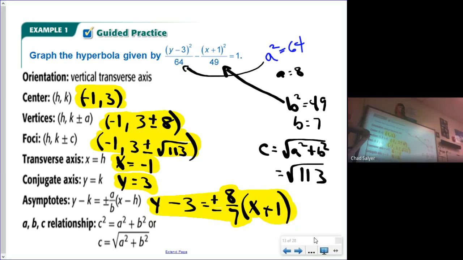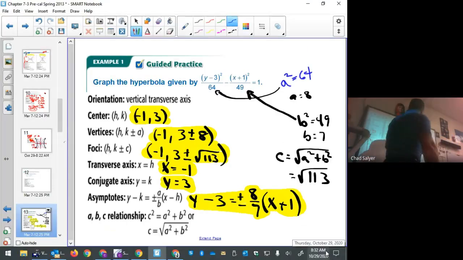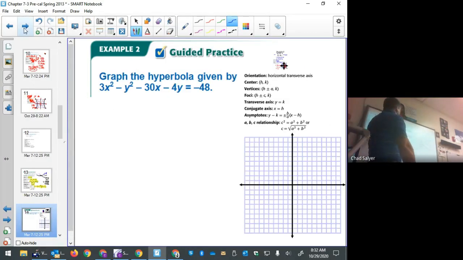Okay. Questions about anything? Thoughts or comments? All right, let's move on. Now, I told you there would be two types of hyperbola problems. The first type is in standard form. And the second type will not be.